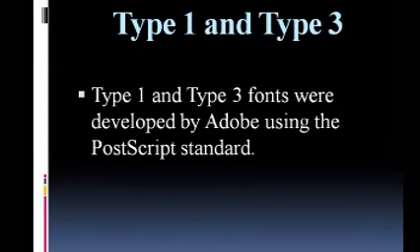Then what are the examples for vector fonts or outline fonts? There are three examples given here in your textbook. First one, PostScript Type 1 and Type 3 fonts. Then the TrueType font. Then the third one is the OpenType font. So we can go through each example in detail. First one, Type 1 and Type 3. There is no need to explain again, it is an outline font.